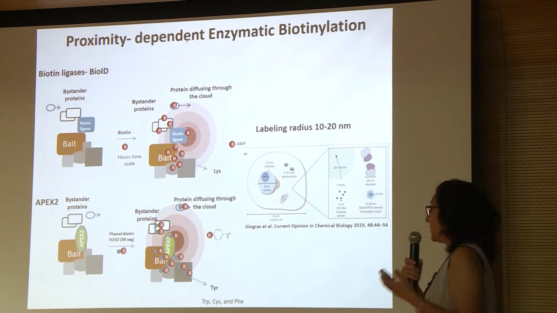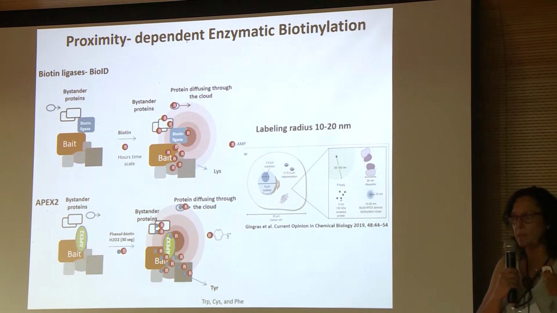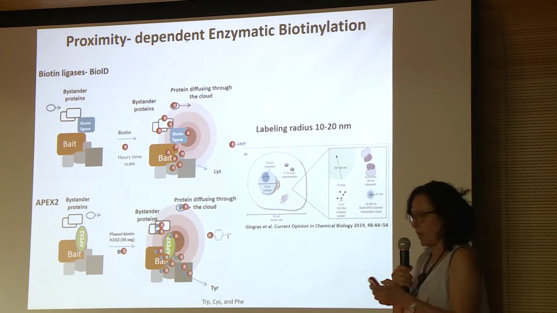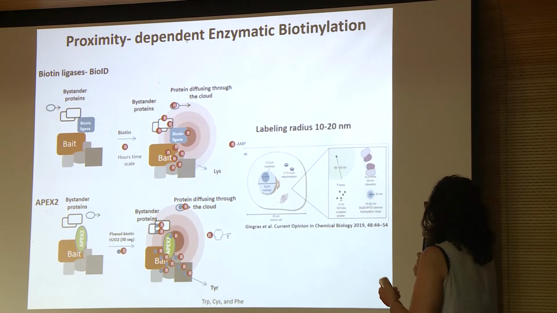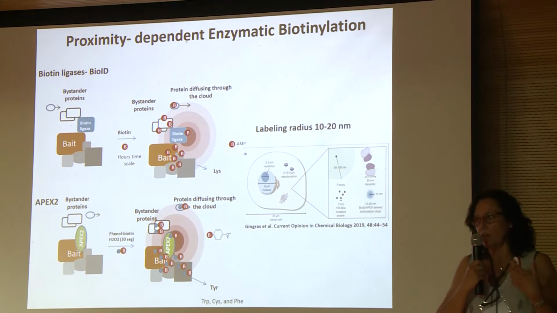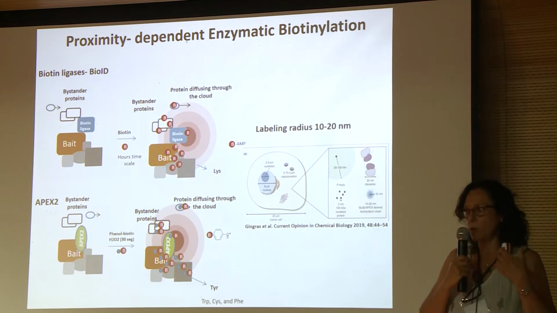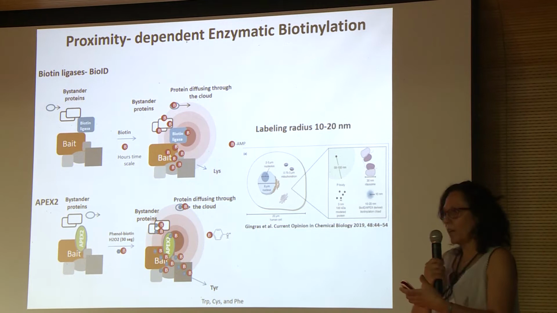Even within this 10 nanometers, and considering the velocity of diffusion of a protein in the cell, you can still label a lot of things that you don't want to label, in fact. So this protein that is diffusing across the cloud can be a lot of proteins. And also you have other things happening, because of course your protein is being synthesized in the correct place in the cell, so ribosomal proteins are going to be systematically labeled, because before the bait goes to the correct site in the cell, it's labeling things all the way.